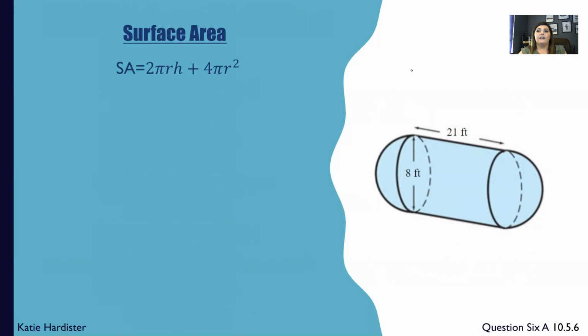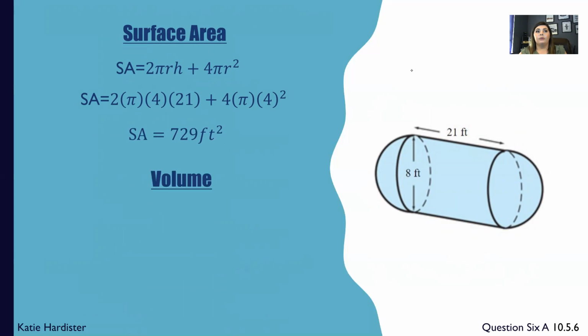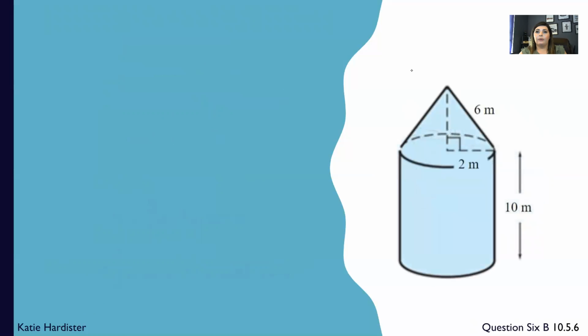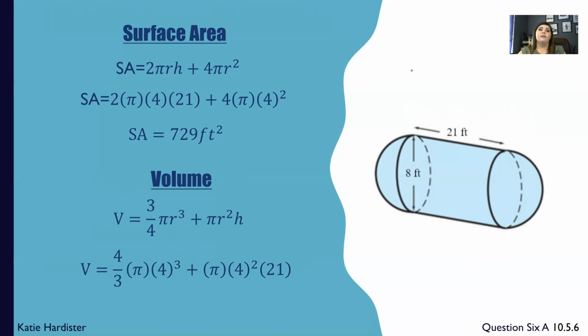So surface area for this shape is a little different, and of course here's the formula. It gives us the numbers, so we simply just put the numbers in. And whenever we do, we would see that our surface area of this shape is going to be 728 feet squared. So to find the volume, it's a little bit different though, because what we're going to do is do 3/4 pi r to the third, or cubed, plus pi r squared h. So we just take those numbers and we input them in, and whenever we do, we can get our answer that way.